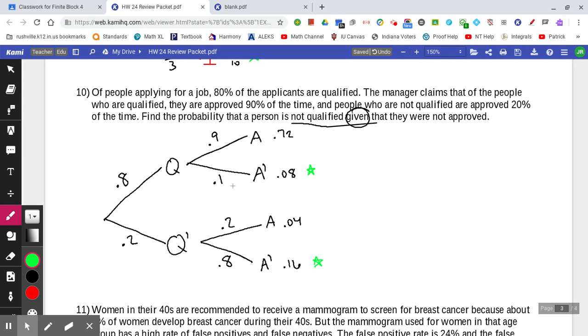Here's a case where they are not approved, which means that this is no longer a part of our scenario. This is no longer a part of our scenario. We are restricting this given that they were not approved. So our denominator is going to be 0.08 plus 0.16.